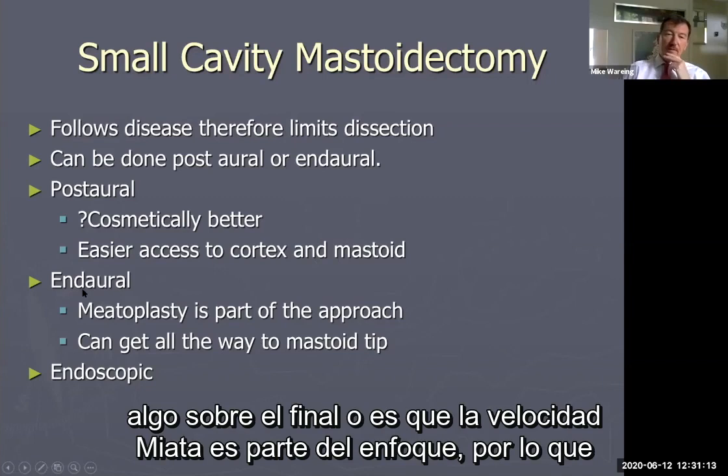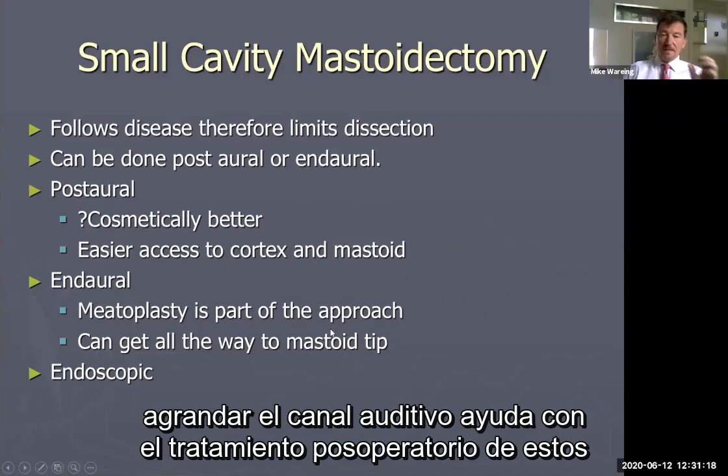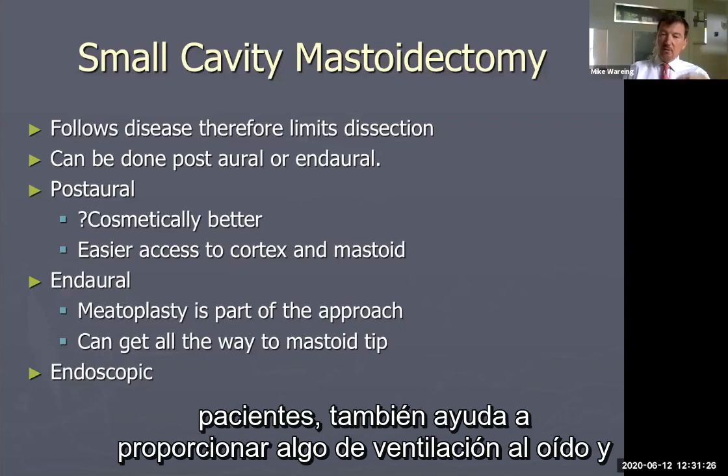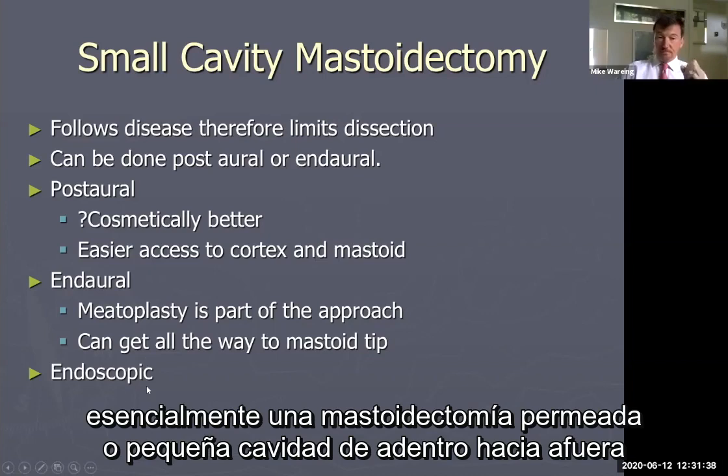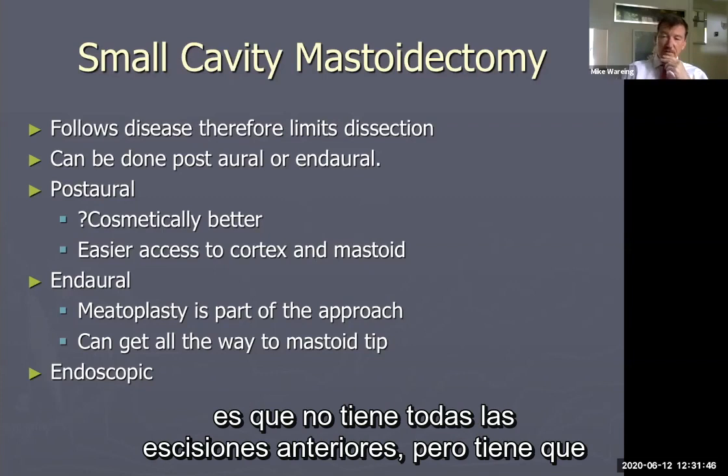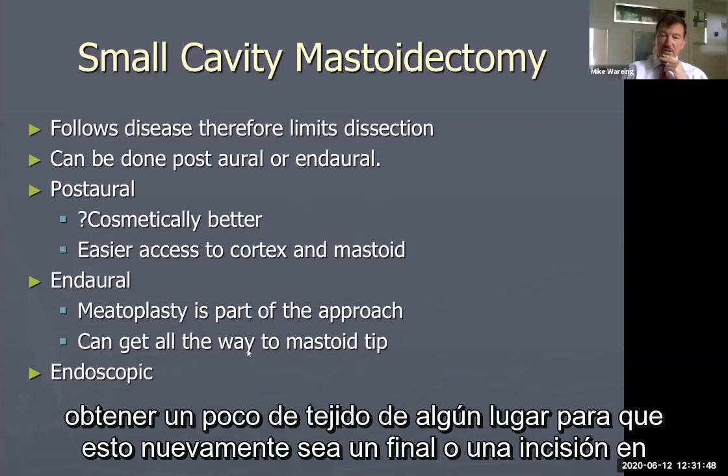And the other good thing about the endoral is that the meatoplasty is part of the approach. So making the ear canal bigger helps with the post-operative management of these patients. It also helps to provide some ventilation to the ear as well, and that's an important part of surgery. The advantage of endoscopic surgery, which is essentially a permeatal small cavity inside-out mastoidectomy, is that you don't have all of the previous excisions, but you do have to get some tissue from somewhere.